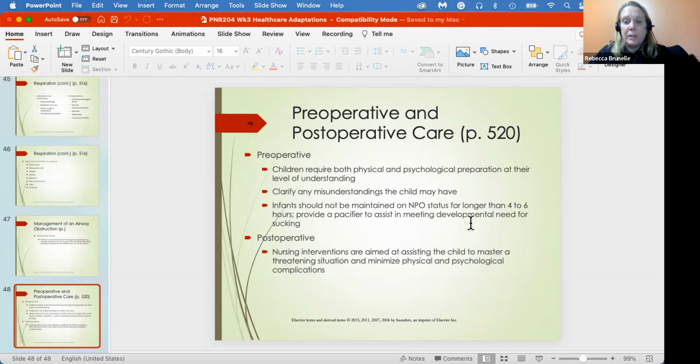And then postoperative, you're going to be minimizing their pain, making sure that they're recovering from anesthesia, getting them ready to go home. Most of the time, if it's a day surgery, they'll go to the PACU and then you'll be giving discharge from the PACU. And sometimes kids will go back up to the floor and they'll spend the night after surgery and they'll go home the next day.